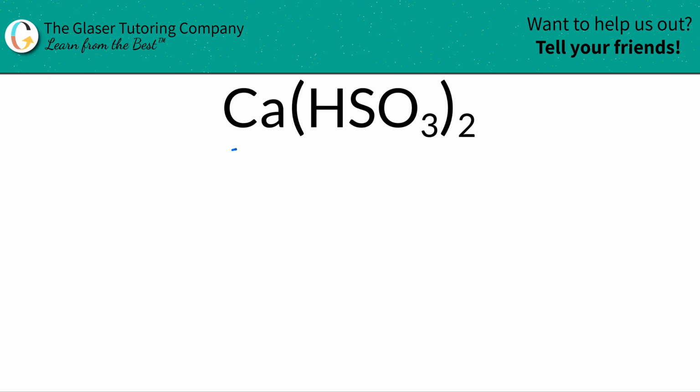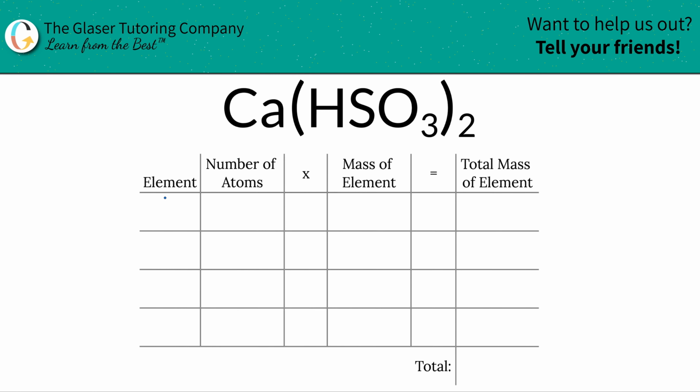So how do we find the molecular mass of calcium hydrogen sulfite? Well, let's use this table to help us organize our thoughts. Bam! The first thing I'm going to do is write down the elements in the compound. So we have calcium, hydrogen, sulfur, and oxygen. Next is to write the number of atoms of each.